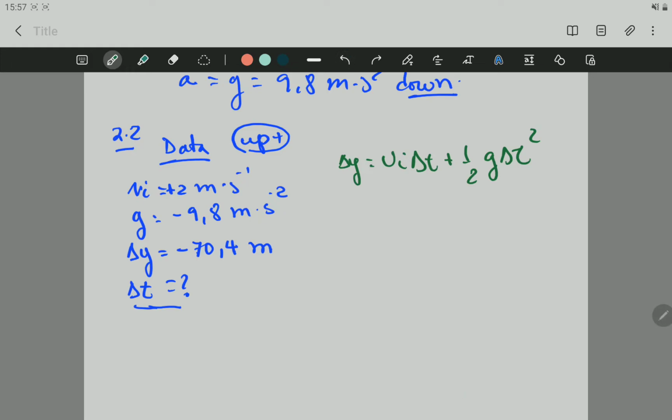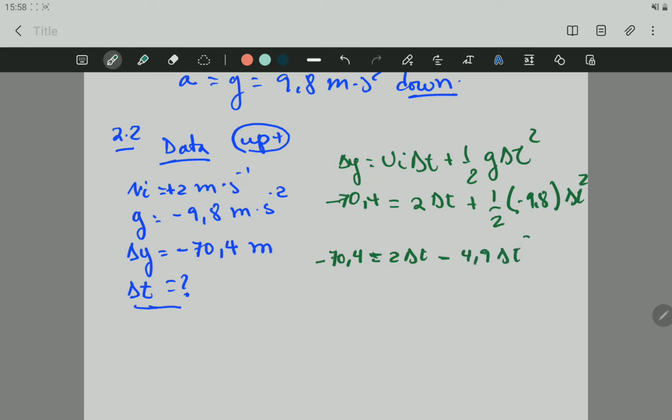Okay, let's now substitute the values. The displacement is minus 70,4. The initial velocity is 2. The time we're looking for, plus half of minus 9,8 multiplied by the time squared. Let's keep this one but solve this side here. So we have minus 70,4 is equal to 2 multiplied by delta time, plus minus 9,8 divided by 2, which is 4,9, multiplied by the time squared.